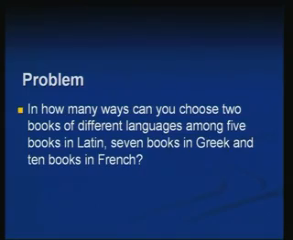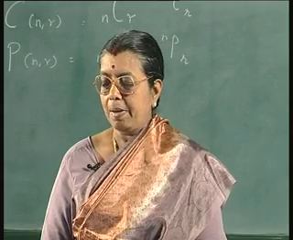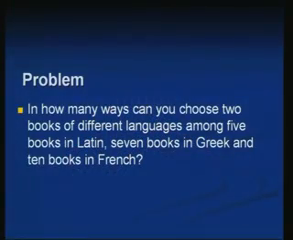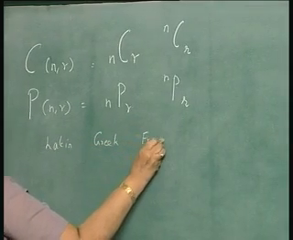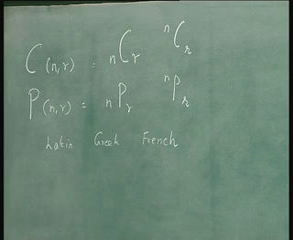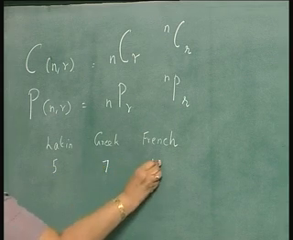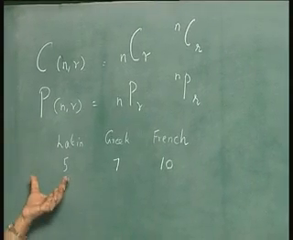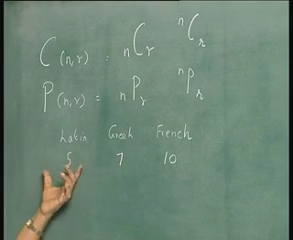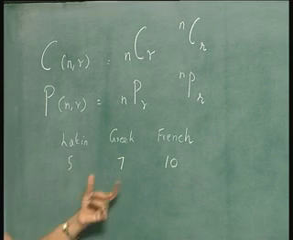Let us take a simple problem and see how we tackle the problem. The problem is, in how many ways can you choose 2 books of different languages among 5 books in Latin, 7 books in Greek and 10 books in French. So, you are having Latin, Greek, French. How many books do you have in each? 5 books in Latin, 7 books in Greek and 10 books in French. And you are asked to select 2 books of different languages. So, you can choose one book from Latin and one book from Greek, or you can choose one book from Latin and one book from French, or you can choose one book from Greek and one book from French.